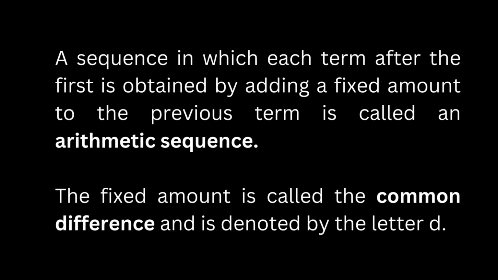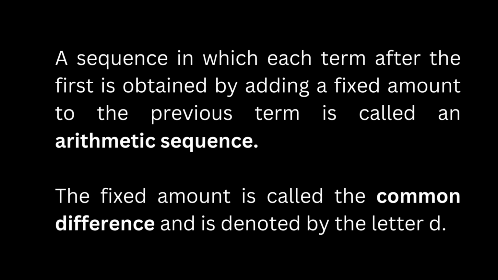Consider the following sequence: 5, 9, 13, 17, 21, and so on. This sequence is called an arithmetic sequence because of the pattern for the terms. Each term is 4 larger than the previous term. A sequence in which each term after the first is obtained by adding a fixed amount to the previous term is called an arithmetic sequence.